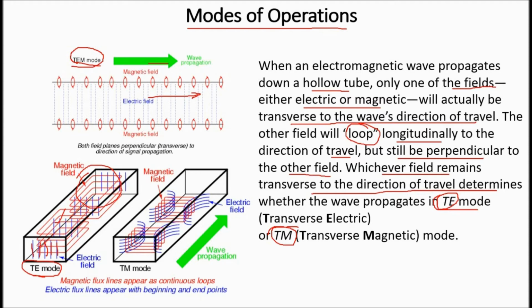Similarly for TM modes, you see the electric field makes loops, but the magnetic field propagates in the Z direction. So the magnetic field has components in X, Y and Z, but the electric field has components only in X and Y, but not in Z. That's why it is TM mode, and the other figure shows TE mode expressions.